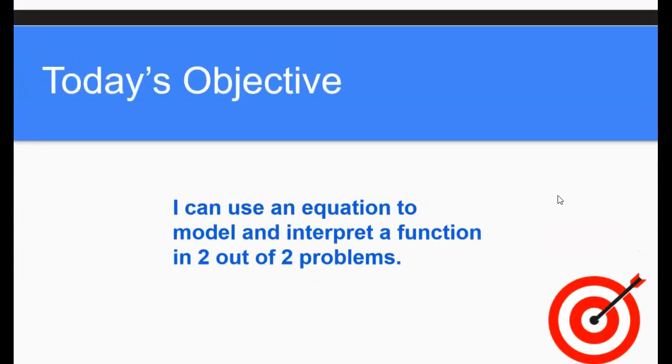So that is everything for today's objective. I can use an equation to model and interpret a function in 2 out of 2 problems.